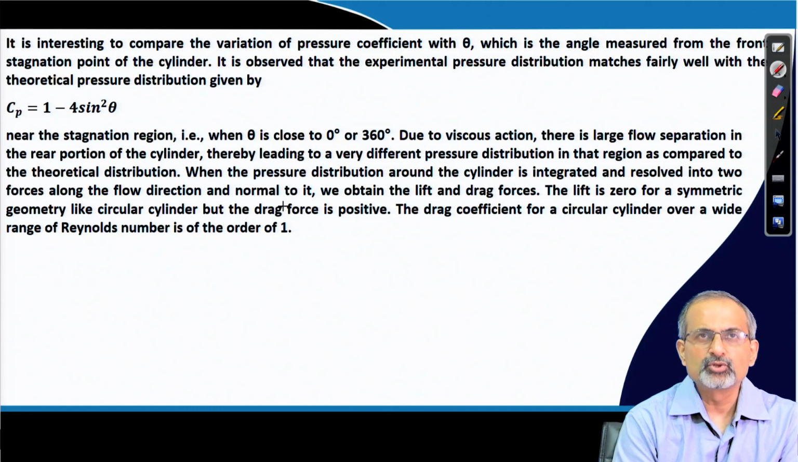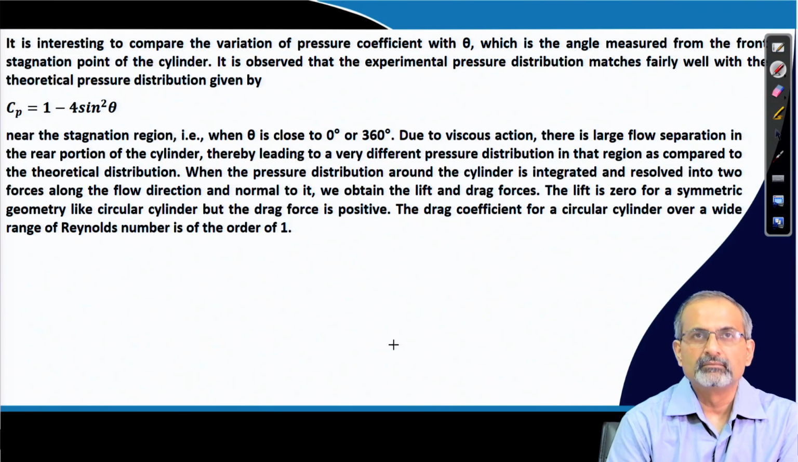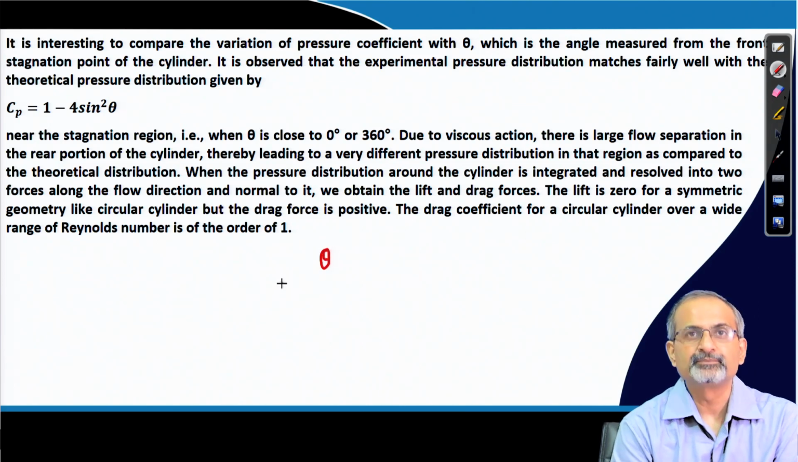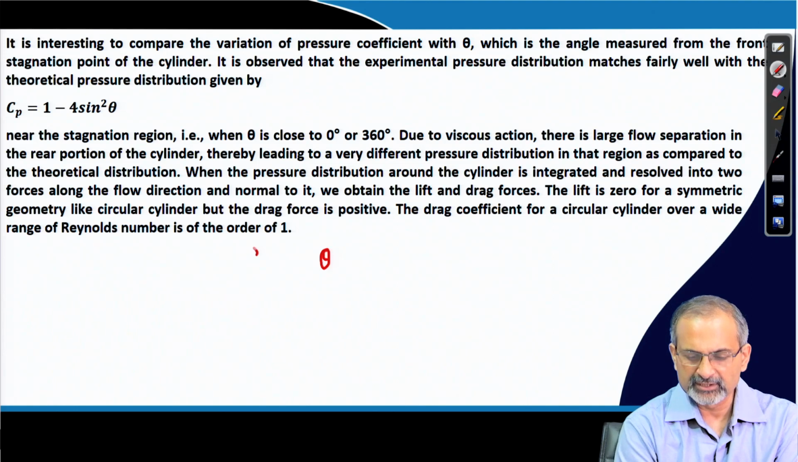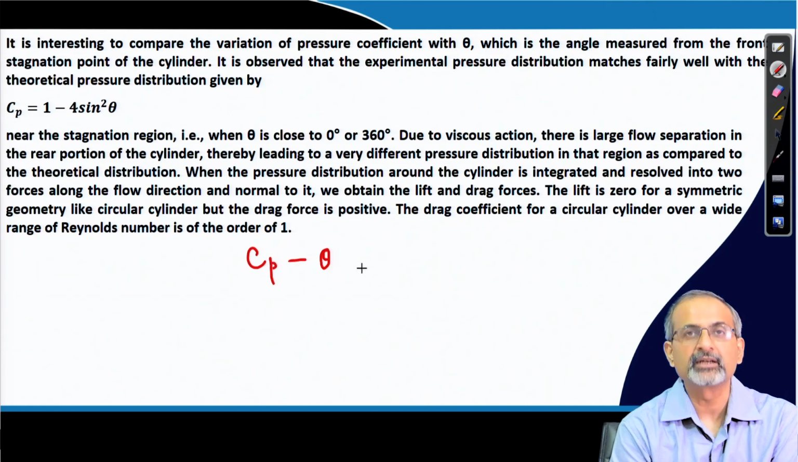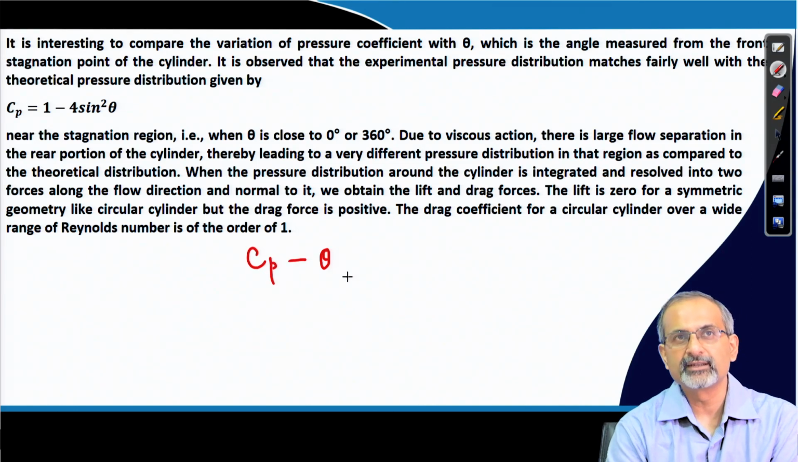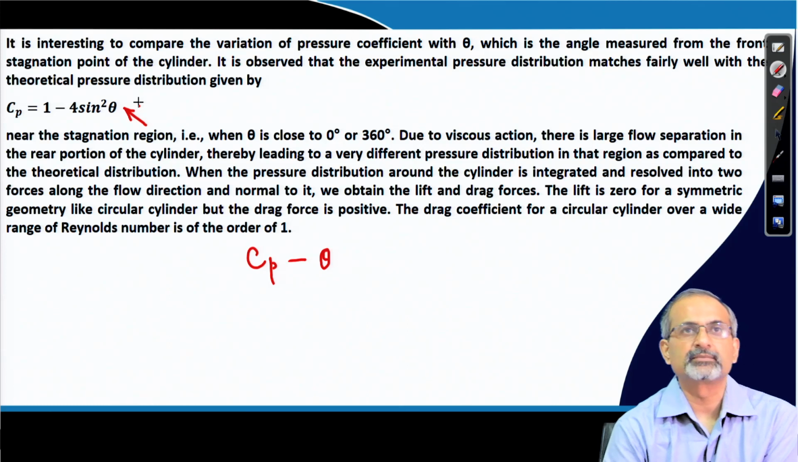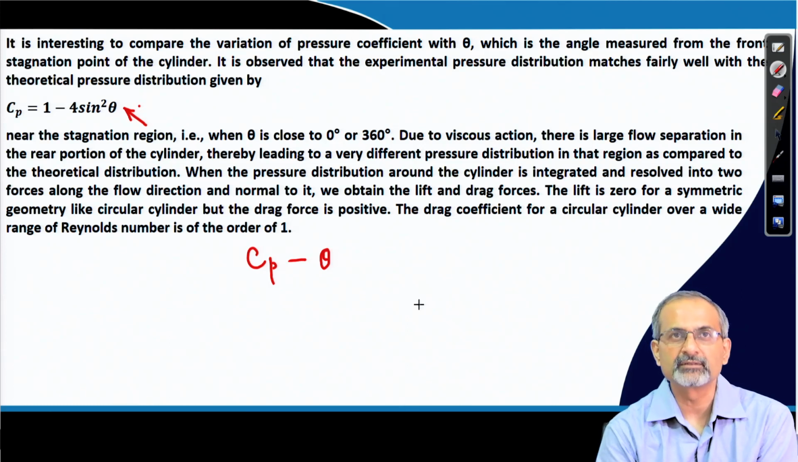And once you perform this experiment for a range of angular orientations, you should be able to get a Cp versus theta plot for the experiment that you have performed from 0 degree to 360 degree of the cylinder, and then you can try to compare it with the theoretical expression that you have learnt earlier for inviscid flow.